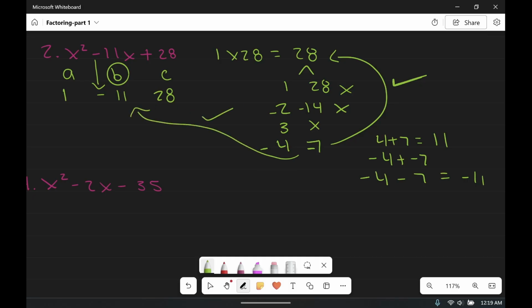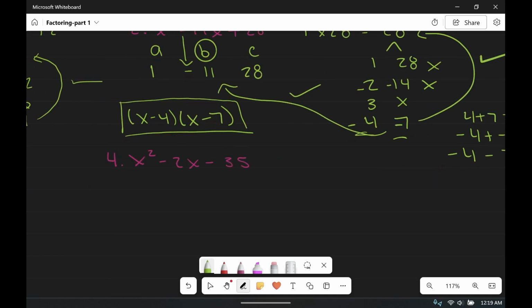Correct. And what do we do now? This is the easy part. X minus 4 and parentheses x minus 7. Right? We're just going to bring it here, put an x in front. So our factors for x squared minus 11x plus 28 is x minus 4 and x minus 7.